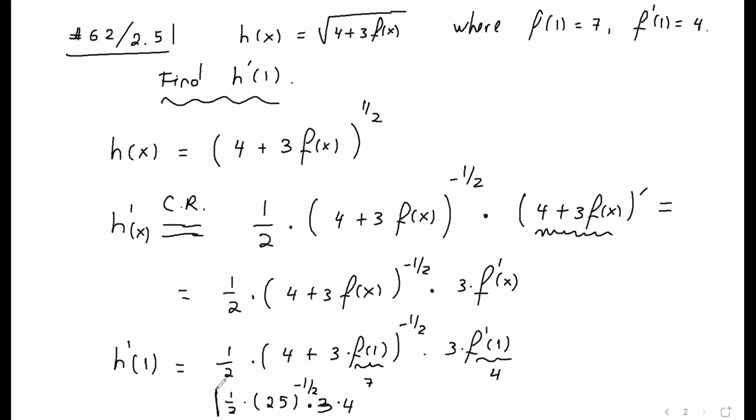All right, so this guy here is simply, now what's 25 to the negative 1/2 is 1 over 25 to the 1/2, and 25 to the 1/2 is square root of 25, which is 5. So this is 1 over 2 times 1 over 5. 1 over 5 again is this guy, 25 to the negative 1/2 here, times 3 times 4, and that's 12 divided by 10, and that's going to be 1.2.